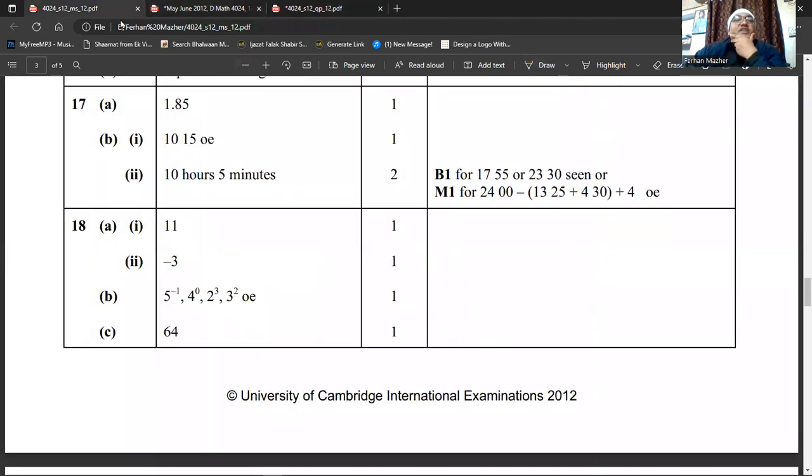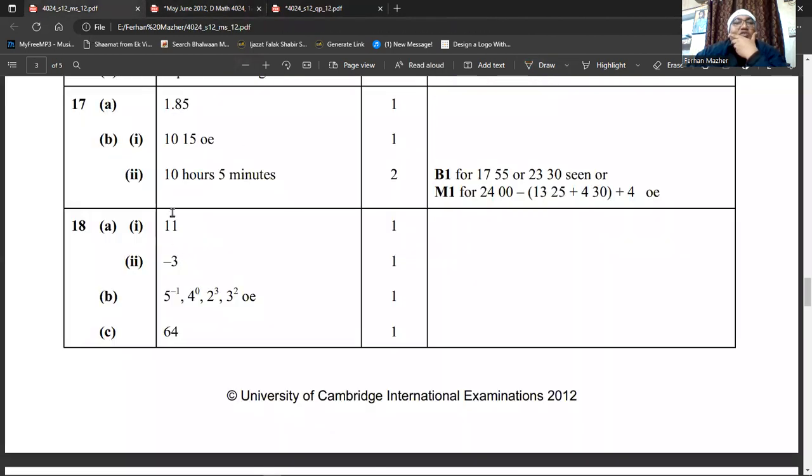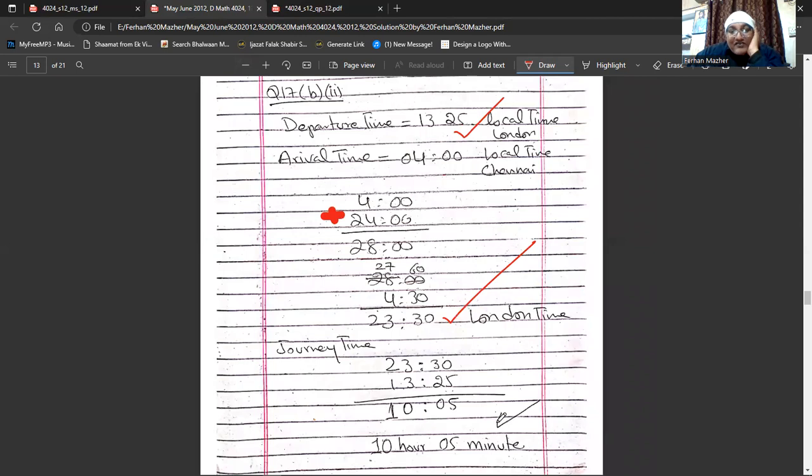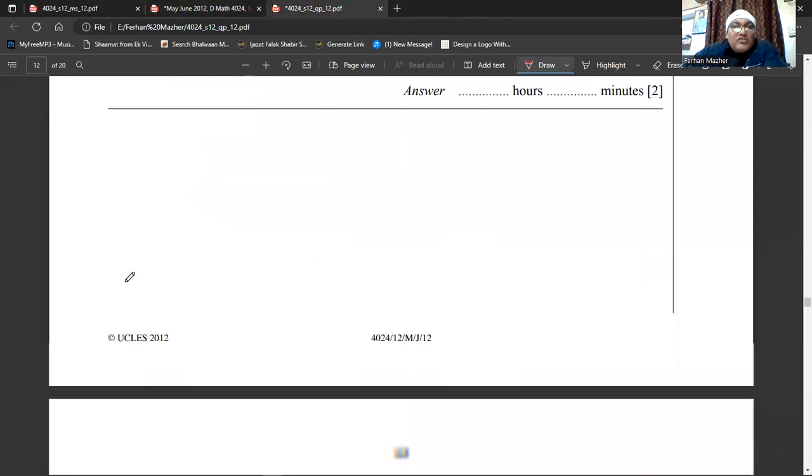It's a 10 hours, 15 minutes flight. 10 hours, what is it? Sorry, 10 hours and 5 minutes. Sorry, I read this one wrong. 10 hours, 5 minutes flight. So our answer is right. The solution is showing up on your screen. Hopefully you understand. So that was question number 17.